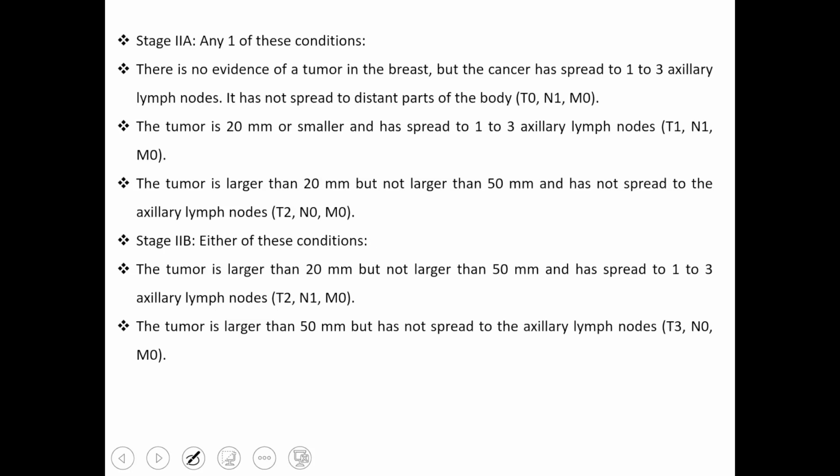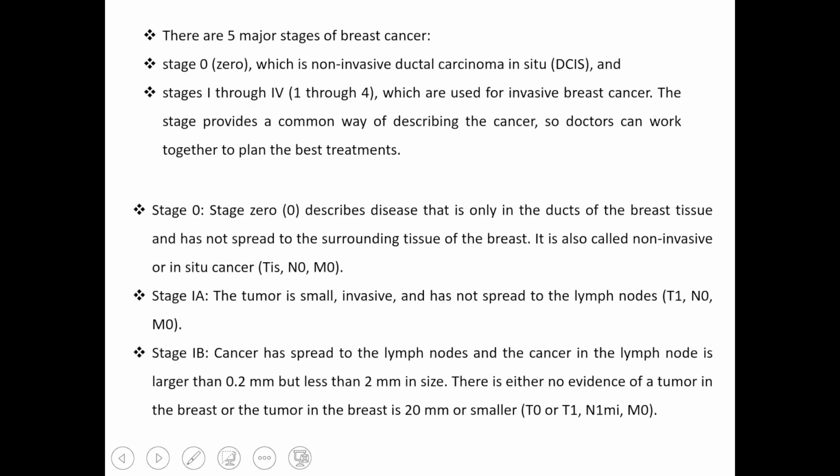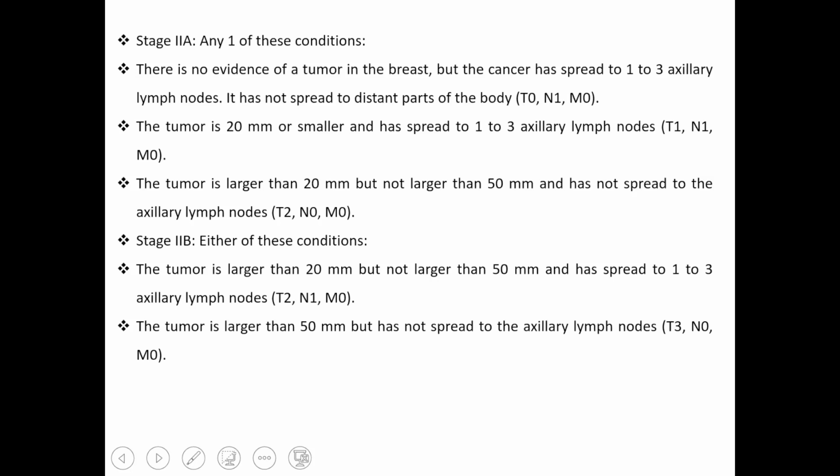So stage 2A, any one of these conditions: if you are in stage 2A of breast cancer, there is no evidence of a tumor in the breast, but the cancer has spread to 1 to 3 axillary lymph nodes. Means 3 to 4 nodes are there. Like that, this is the nodes of that, 3 to 4 nodes are there. So these are the nodes here. So they are connected, that 1 to 3 nodes. So these spread to 3 to 4 nodes, that will be the category of that. The tumor is 20 mm or smaller and has spread to lymph nodes, in stage 2A.